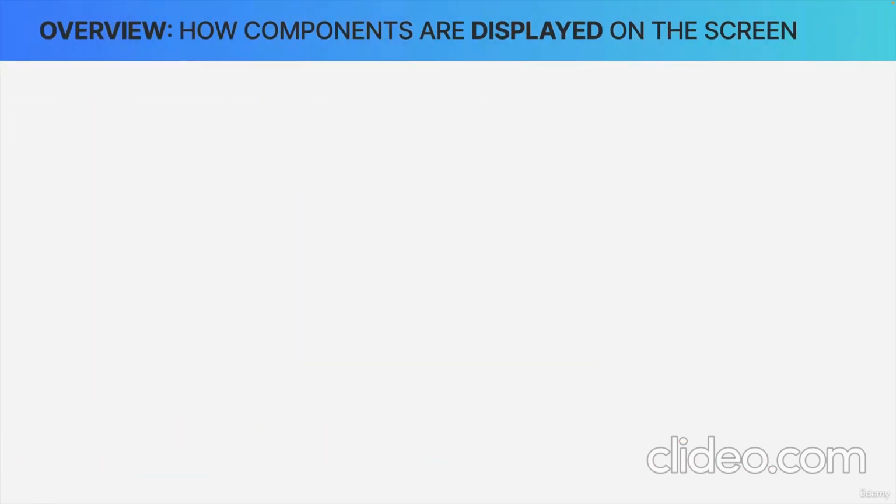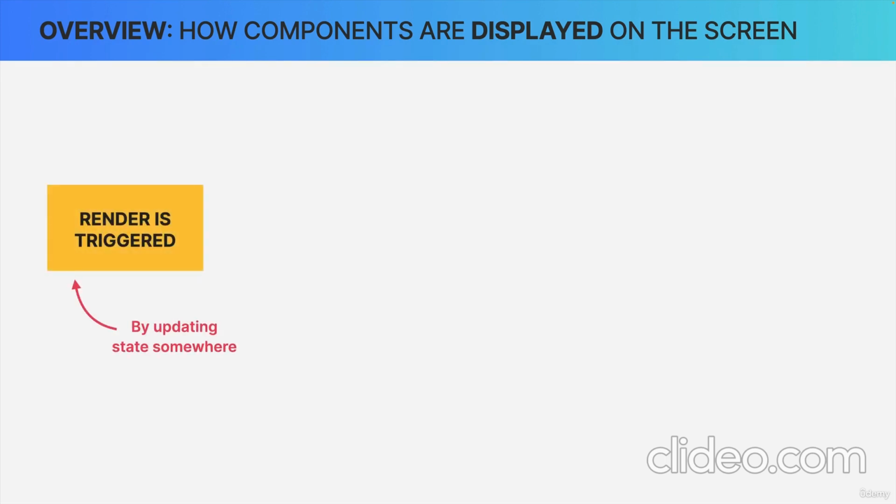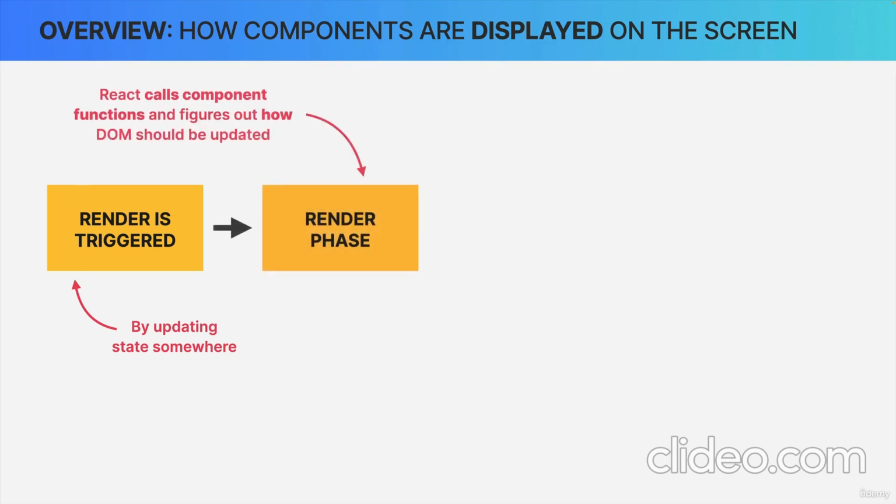So, in this lecture, we're going to have a quick overview of each of the phases involved in displaying our components onto the screen. Then we're going to zoom into each of these phases to learn how the entire process works internally behind the scenes. So, this process that we're about to study is started by React each time that a new render is triggered, most of the time by updating state somewhere in the application. So state changes trigger renders, and so it makes sense that the next phase is the render phase.